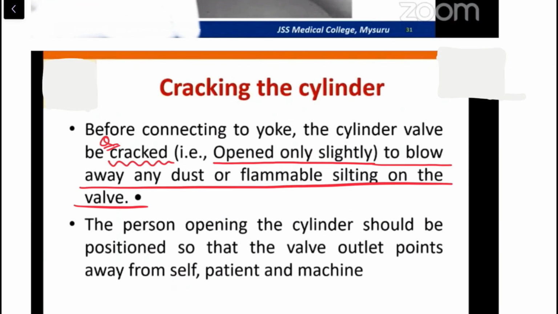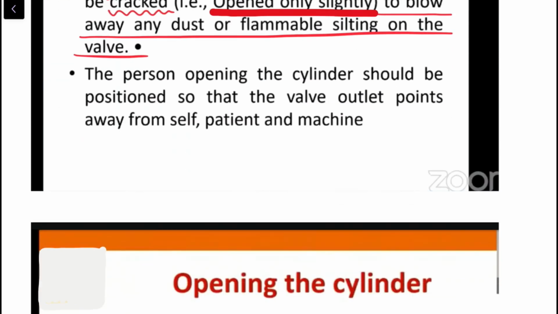We come on to the term cracking the cylinder. Before connecting to the yoke of the machine, the cylinder valve needs to be cracked. That means it has to be opened slightly. Why not suddenly? We'll see the reason. It is opened only slightly to blow away any dust or flammable silting on the valve. And the person opening the cylinder should be positioned so that the valve outlet opens away from the self, patient, and the machine.